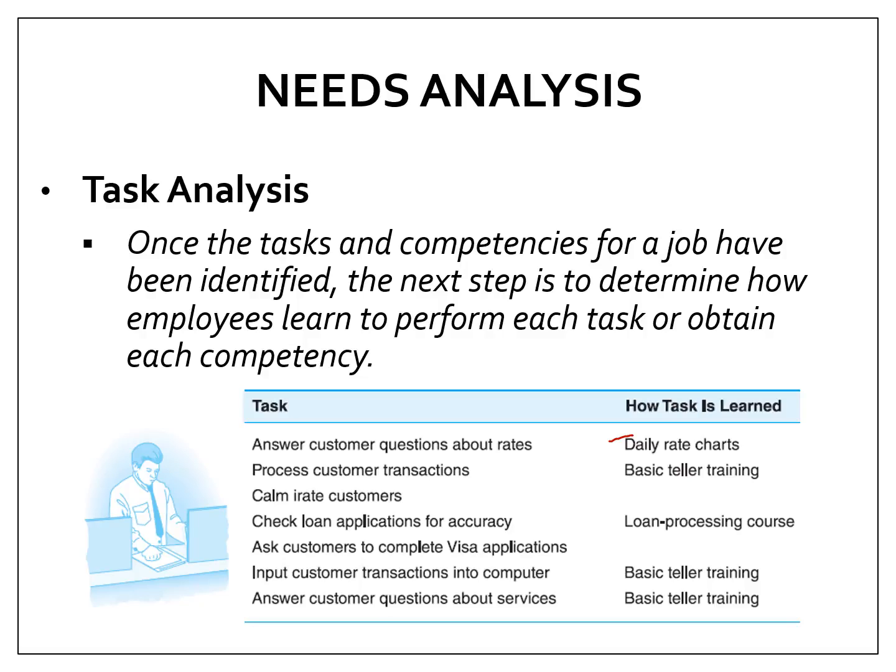Okay. Or say, for example, the task is to process customer transactions. Then how can you achieve that? That can be achieved by training your employee or training your teller how to perform the basic teller skills, okay, by undergoing basic teller training, okay, how to calm irate customers, how to check loan applications for accuracy. So here are the different tasks or things to do, and you need to match that with the different training, okay, that will be provided.